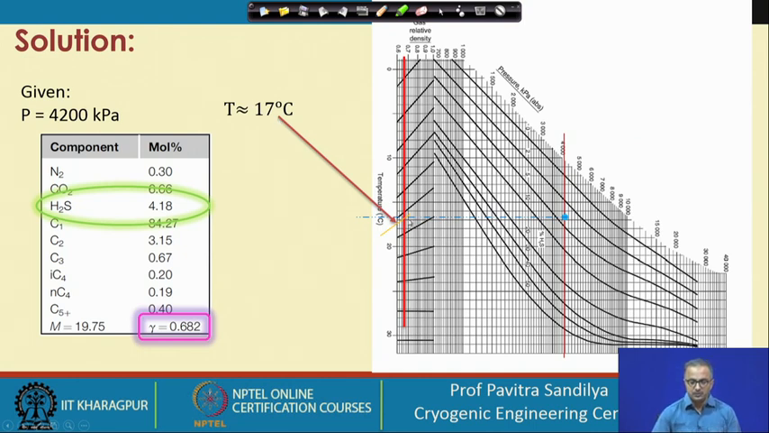Please understand, suppose the point were lying nearby this particular line, then we should draw the line parallel to this particular plot. But suppose it is in between these two, then you may take an average by taking a line parallel to this one, and then another line parallel to this one, and you will get two different temperatures. You may take the average of these two temperatures to gauge the temperature for this particular hydrate formation.